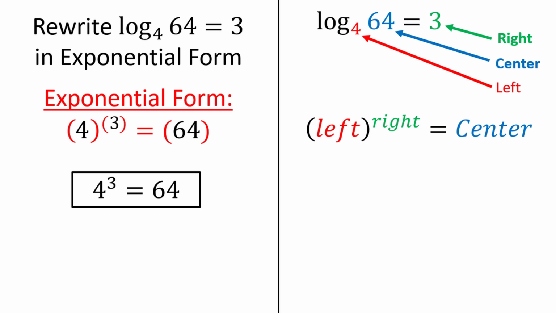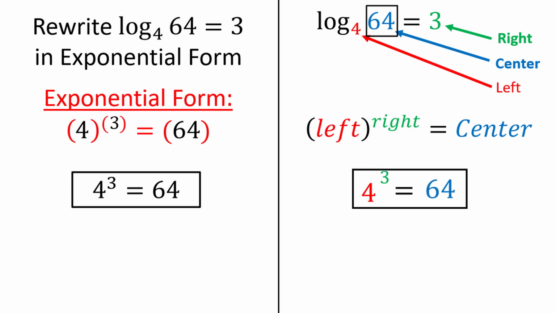So let's do it. Left is 4, so we write 4 here. Right is 3, so then we raise 4 to the third power. The center number is 64, so that's our answer. Left, right, and center. Done. That's all you need. Let's try another one.